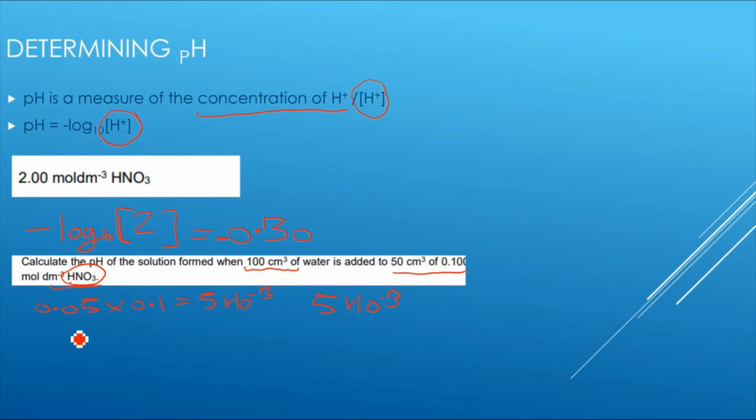So then what we would do is, concentration is moles divided by volume. So we would just divide this by volume, and for the volume we would add 100 from the water to the 50 which is in the acid, and that would give us a volume of 0.15 decimeters cubed, and that gives us a concentration of 0.033 recurring. And then we could sub that into our equation of minus log base 10, and then sub in the concentration, and that would give us a pH of 1.48. And this is how you would approach this type of question.